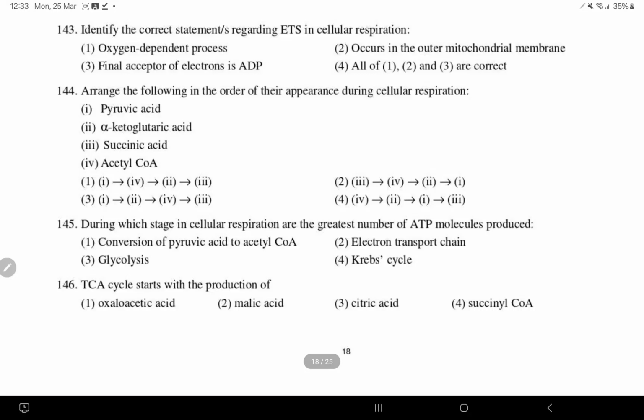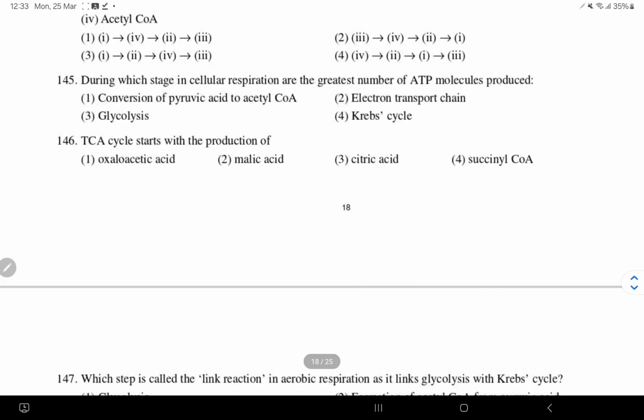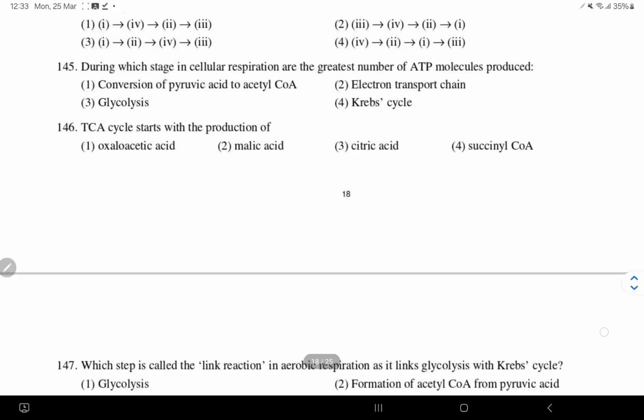Option 1 is right. Arrange the following in the order of appearance in cellular respiration: pyruvic acid, acetyl CoA, alpha ketoglutaric acid, succinic acid. So 1, 4, 2, 3. Option 1. During which stage in cellular respiration are the greatest number of ATP molecules produced? ETS, obviously.